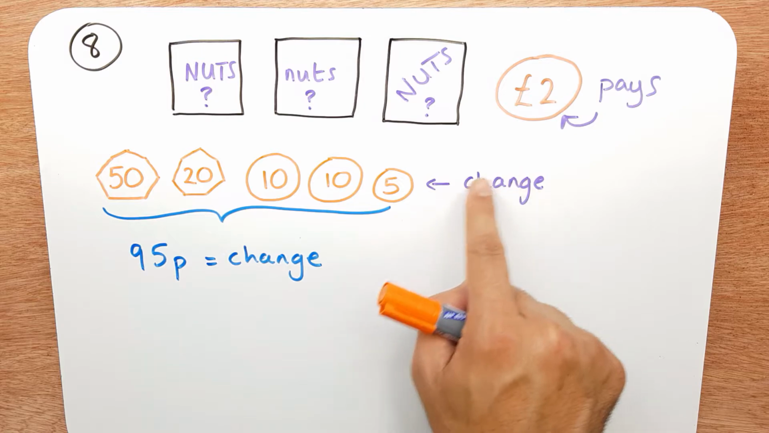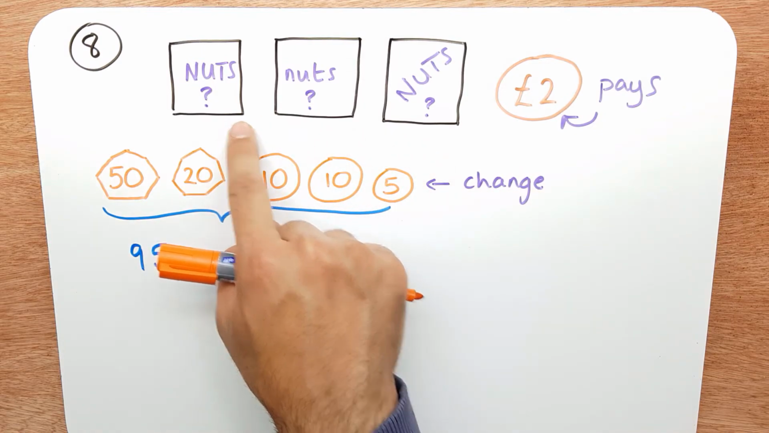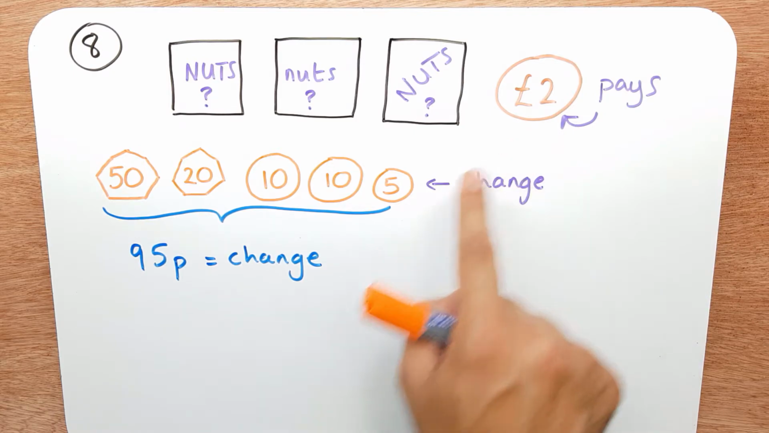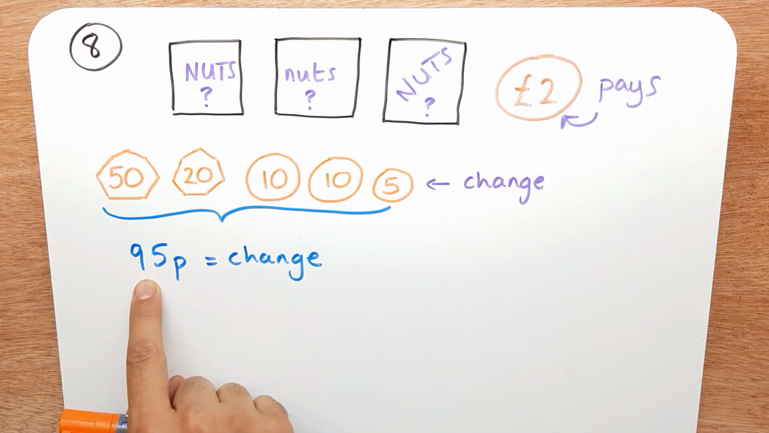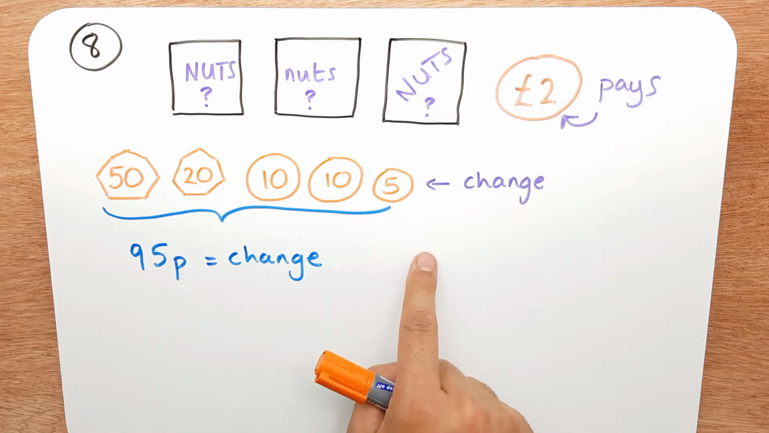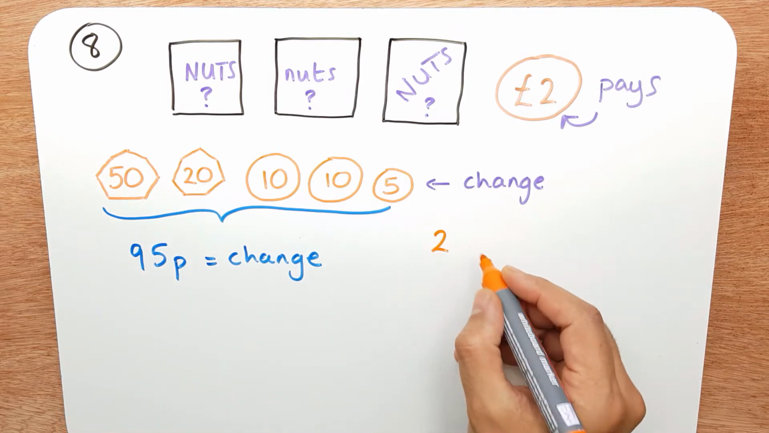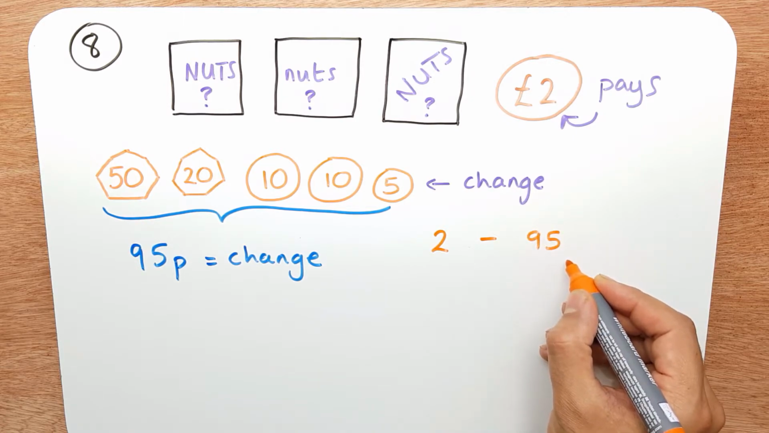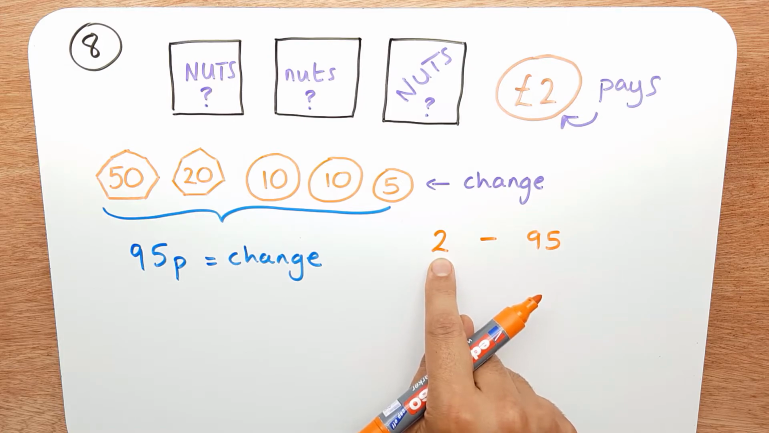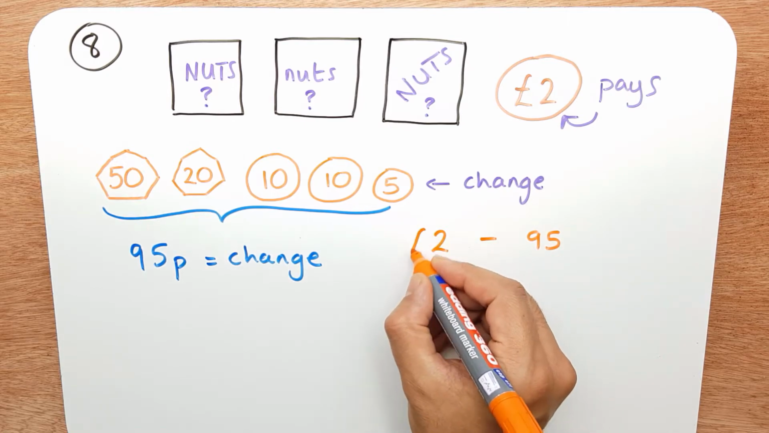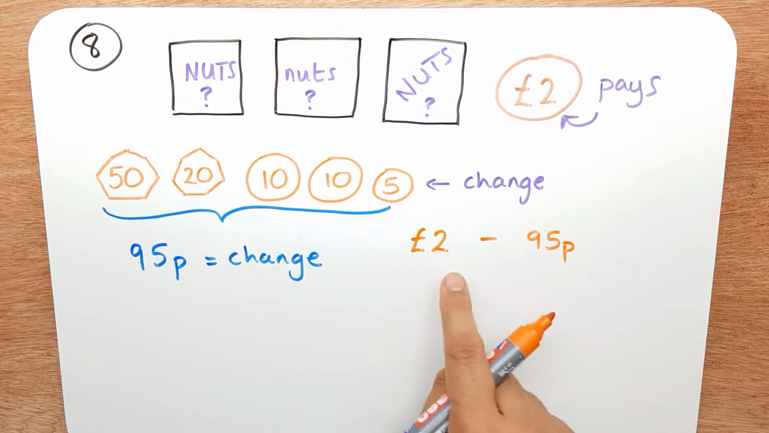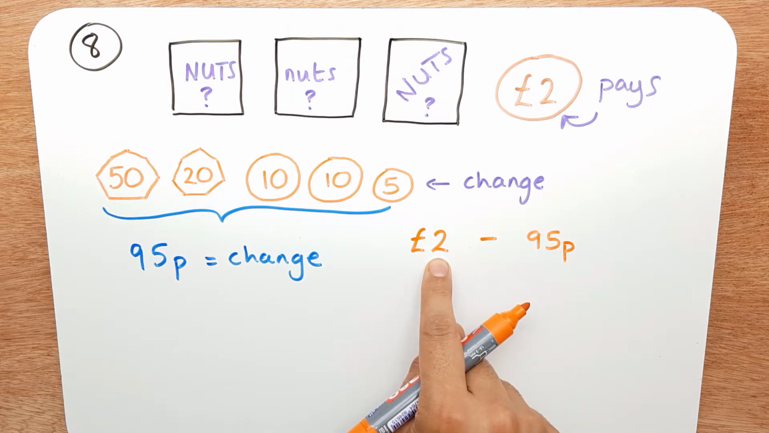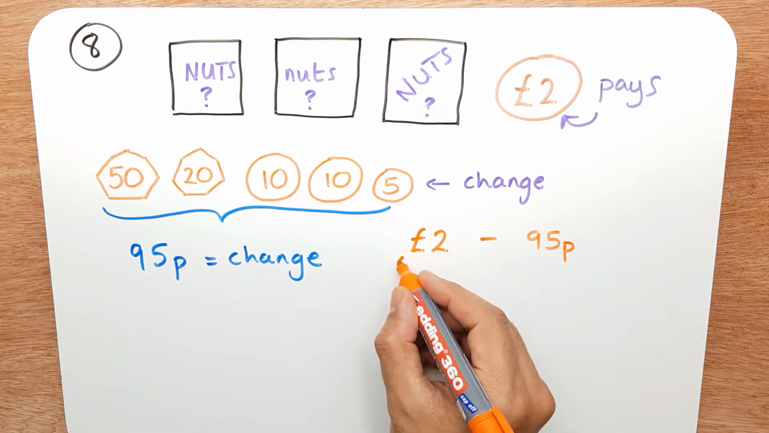Now to work out how much these 3 packets cost, we simply do £2 take away 95p. And you have to be careful with this. So let's write this here. £2 take away 95p. But remember, this is in pounds and this is in pence. So they're two totally different units. So what we'll do is we'll change this to pence. It might be a bit easier.